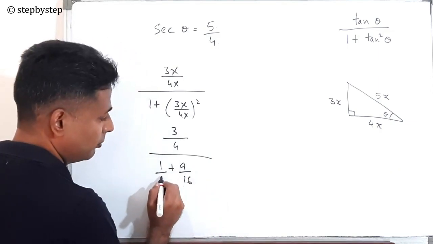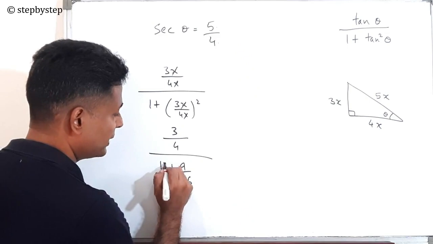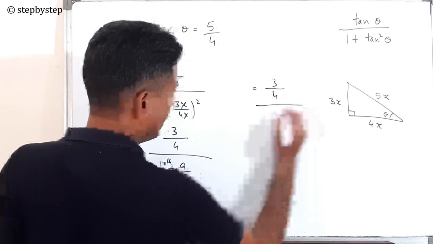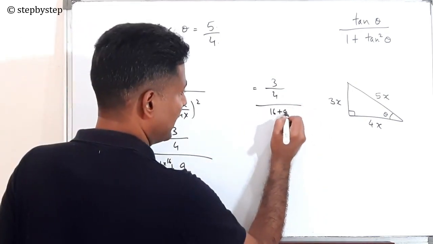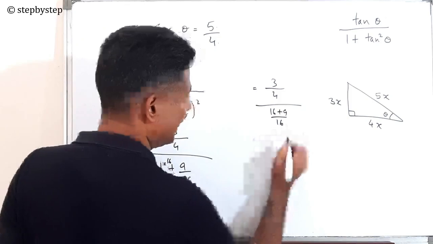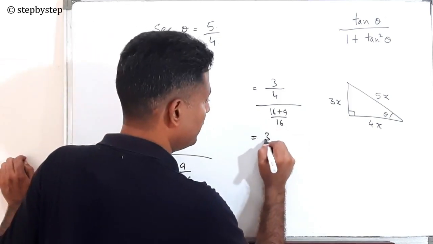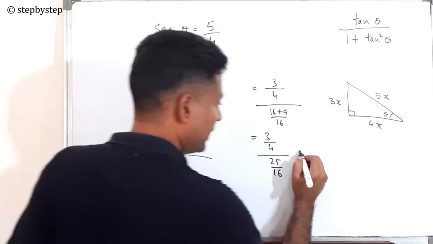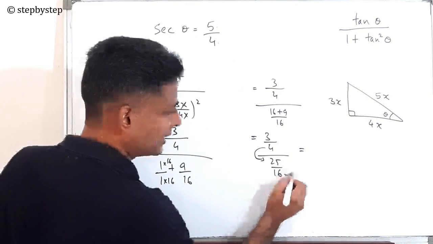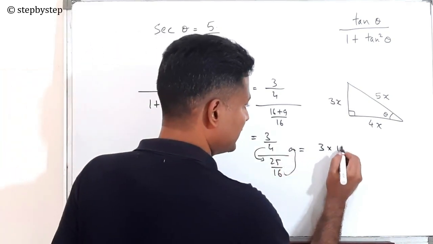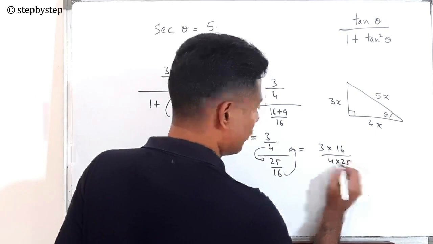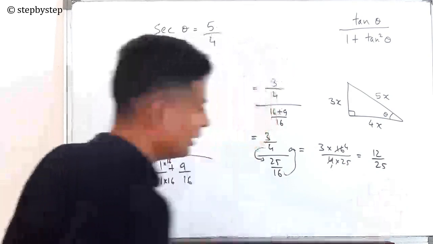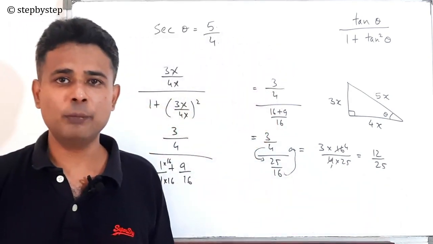So here we have to take LCM. 1 can be written as 1 by 1 into 16 by 16. So what do we get? 3 by 4 by 16 plus 9 by 16, right? So we get 3 by 4 whole by 25 by 16. Now this becomes 4 will come down and 16 will go up. So 3 into 16 by 4 into 25. 4 ones are 4, 4 threes are 12. So we get 12 by 25. So the answer is 12 by 25.